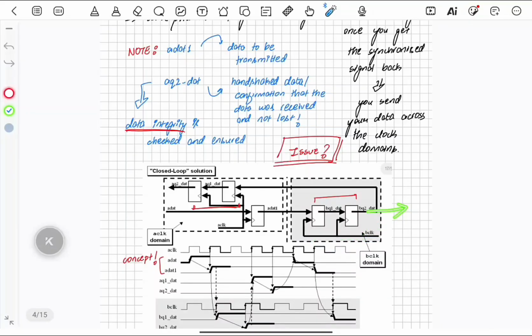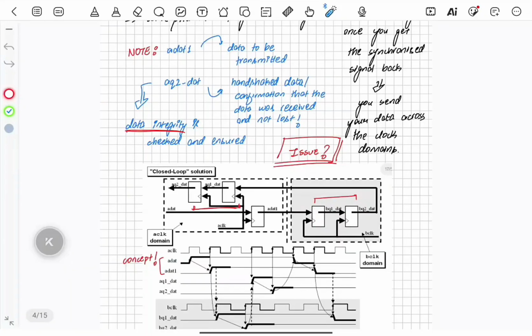After synchronizing, this will be the BQ2 data. This data will be processed further in the logic out here. There will be some logic, but it will also send a signal back to the transmitting clock domain. This signal will get synchronized again, and will go into a logic in the transmitting domain. Once this signal reaches, this logic knows that it needs to send the next data packet. So this is solving your issue. That's the whole idea, the handshaking idea. You send a control signal, and once you receive it back, then you send the other data, so that there is no loss of data.